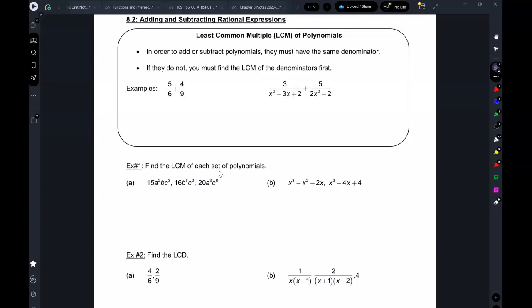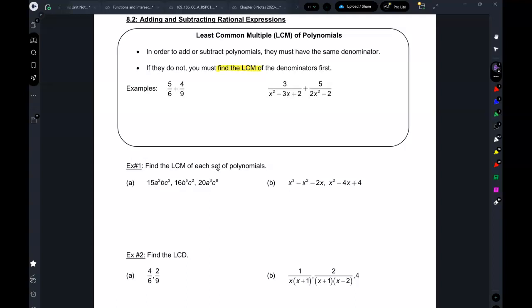So today we're going to focus on adding and subtracting rational expressions or fractions, right? So to add or subtract rational functions or expressions, they have to have the same denominator. If they don't, we have to find the LCM of the denominators first and then make sure we make them the same denominator.